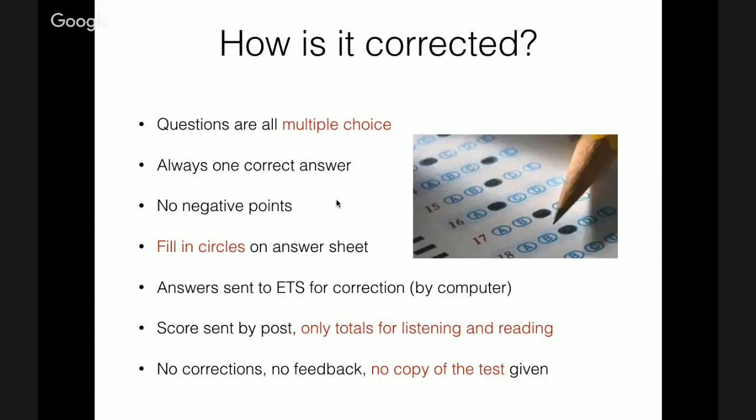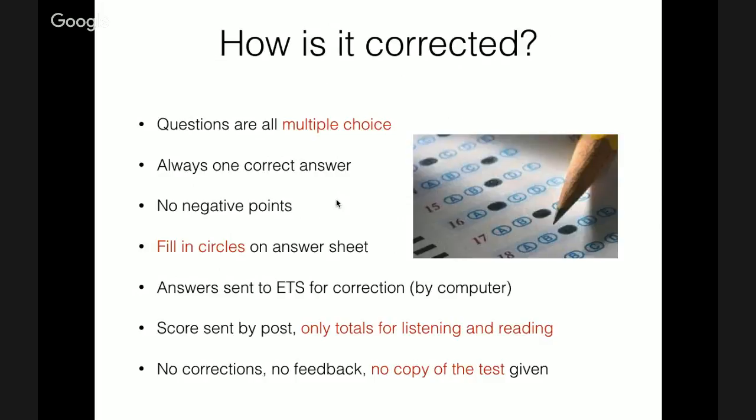The scores are sent to you after, I think, 14 days by post, and you only can see 2 total scores, one for listening and one for reading. But there's no information about why you got that score. There's no breakdown by parts. It doesn't show you where you went wrong. There's no corrections. There's no feedback. You don't get to keep a copy of the test. Once you give the test back on the day of the exam, that's it. You never see it again.